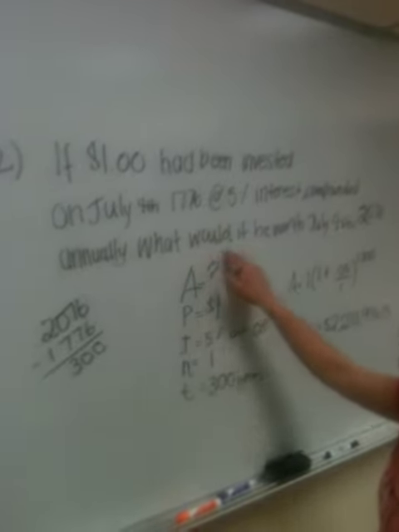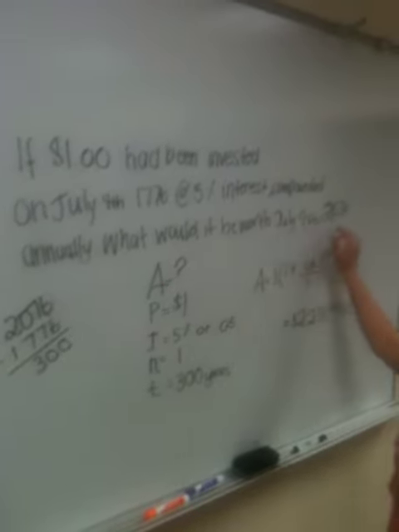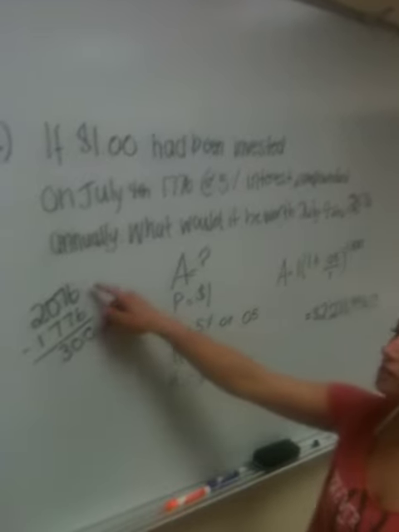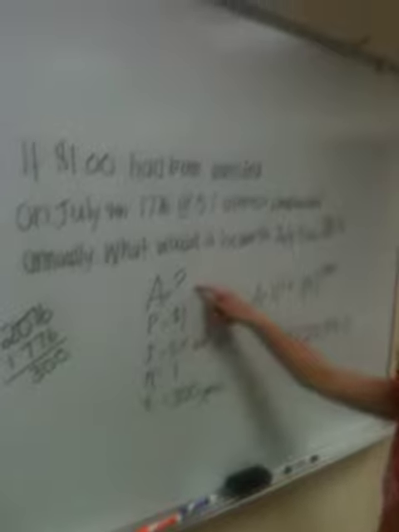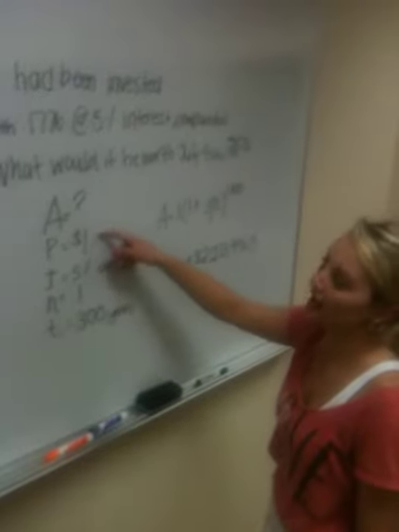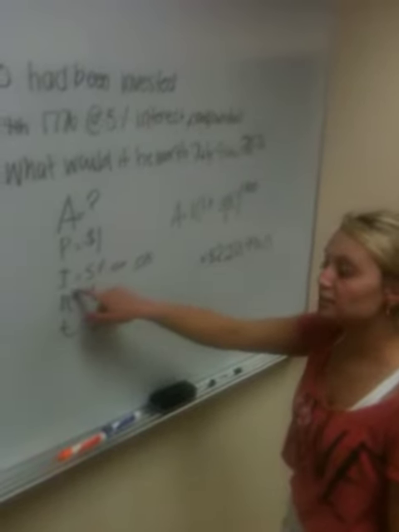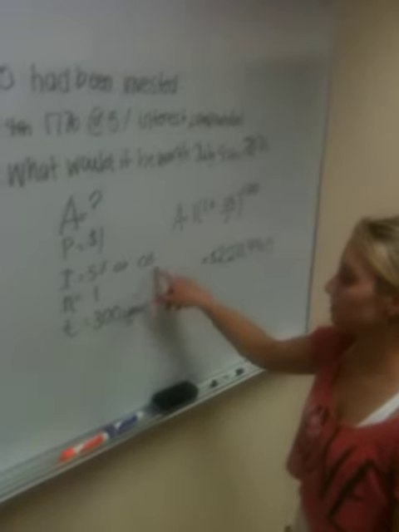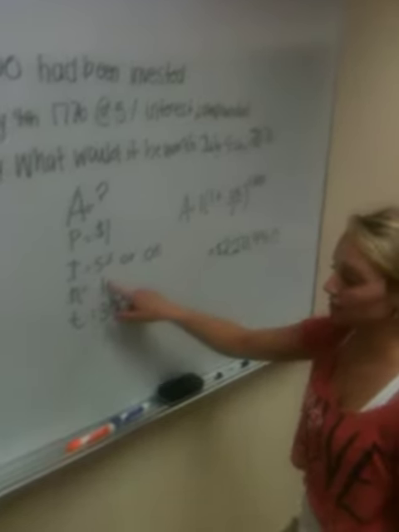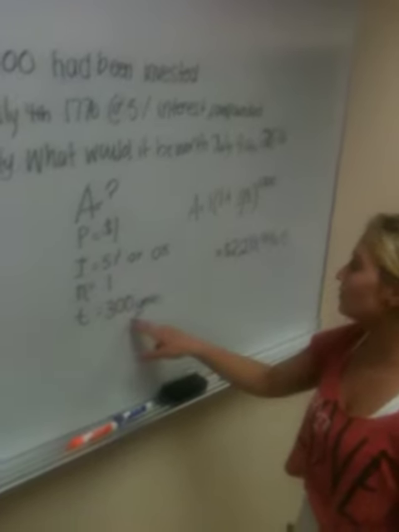Number 2. If $1 had been invested on July 4, 1776 at 5% interest, compounded annually, which means 1, what would it be worth in July 24, 2076? So 2076 minus 1776 is 300. So we do not know our final amount, but we do know how much we started with, and it was $1. Our interest rate is 5%, and you want to put that into decimal form, which would be 0.05. And it's compounded annually, which means once a year, and it's 300 years.